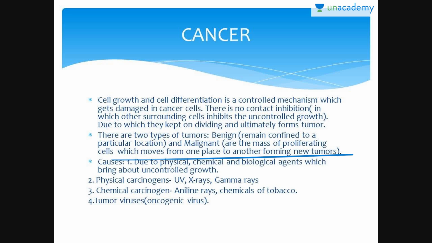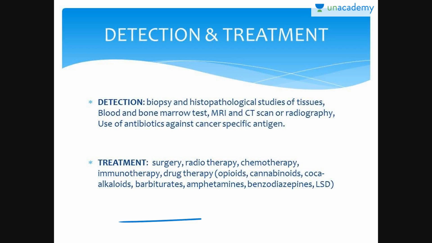Causes could be physical, chemical, or biological agents which bring about uncontrolled growth. There are physical carcinogens like UV, X-rays, and gamma rays; chemical carcinogens like aniline dyes and chemicals of tobacco; and tumor viruses, which are also known as oncogenic viruses.